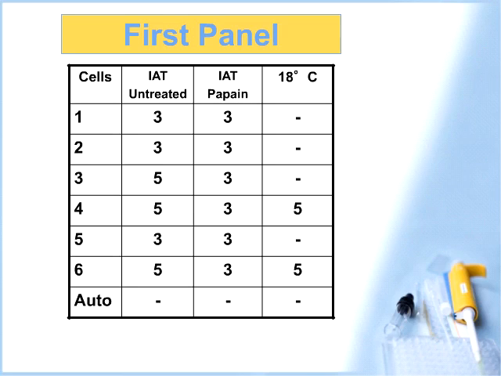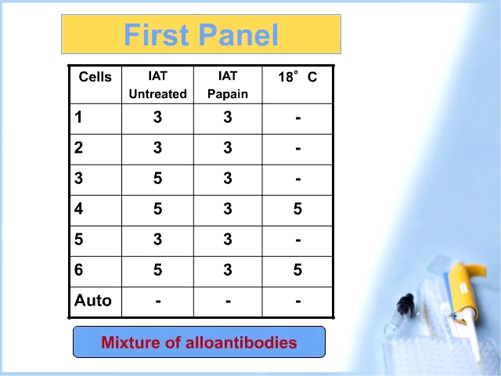So this was our first panel, and I think you can agree that instantly we can tell that we're dealing with a mixture of antibodies here. So if we look at cells 4 and 6, we identified these reactions here at 18 degrees as anti-M. It was very strong, but it was very evident.